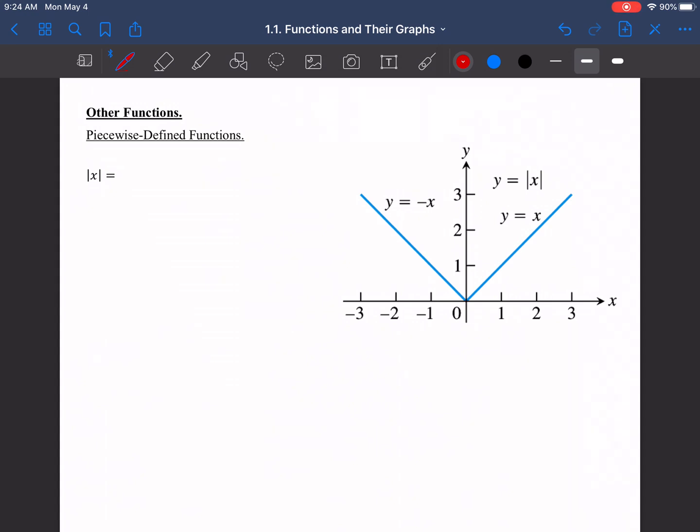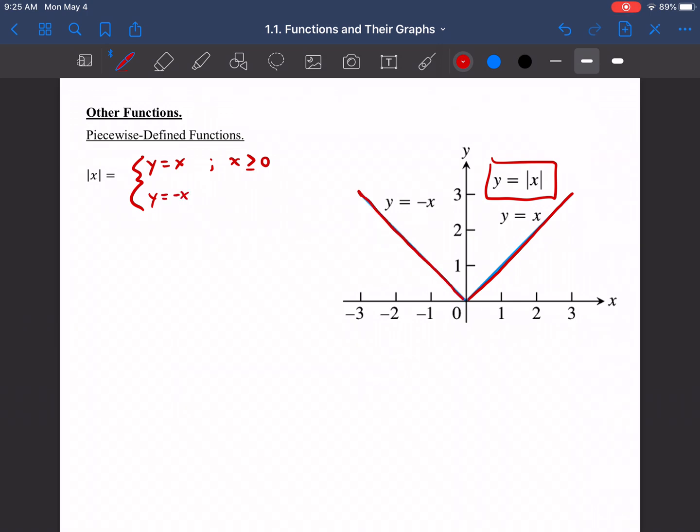Here we've got the absolute value of x, y equals the absolute value of x, and we can define this as two different sections. Here's y equals x, whenever we're at x greater than or equal to 0. We can include it there, but we don't want to include it in both places. And then y equals negative x, that's over on this side over here.